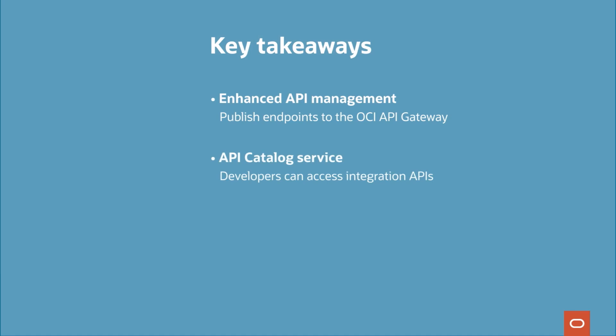Here are the top 3 takeaways. We've enhanced our API management capabilities with options to simply publish integration endpoints to the OCI API Gateway. We've added an API catalog service. Project administrators can seamlessly import some or all project components into an API consumer portal where developers can request access and test integration APIs. And we've enhanced our disaster recovery strategy to include Oracle-managed one-click provisioning of secondary instances, automatic data synchronization, common regionless access URL, and one-click failover from a primary to a secondary instance.